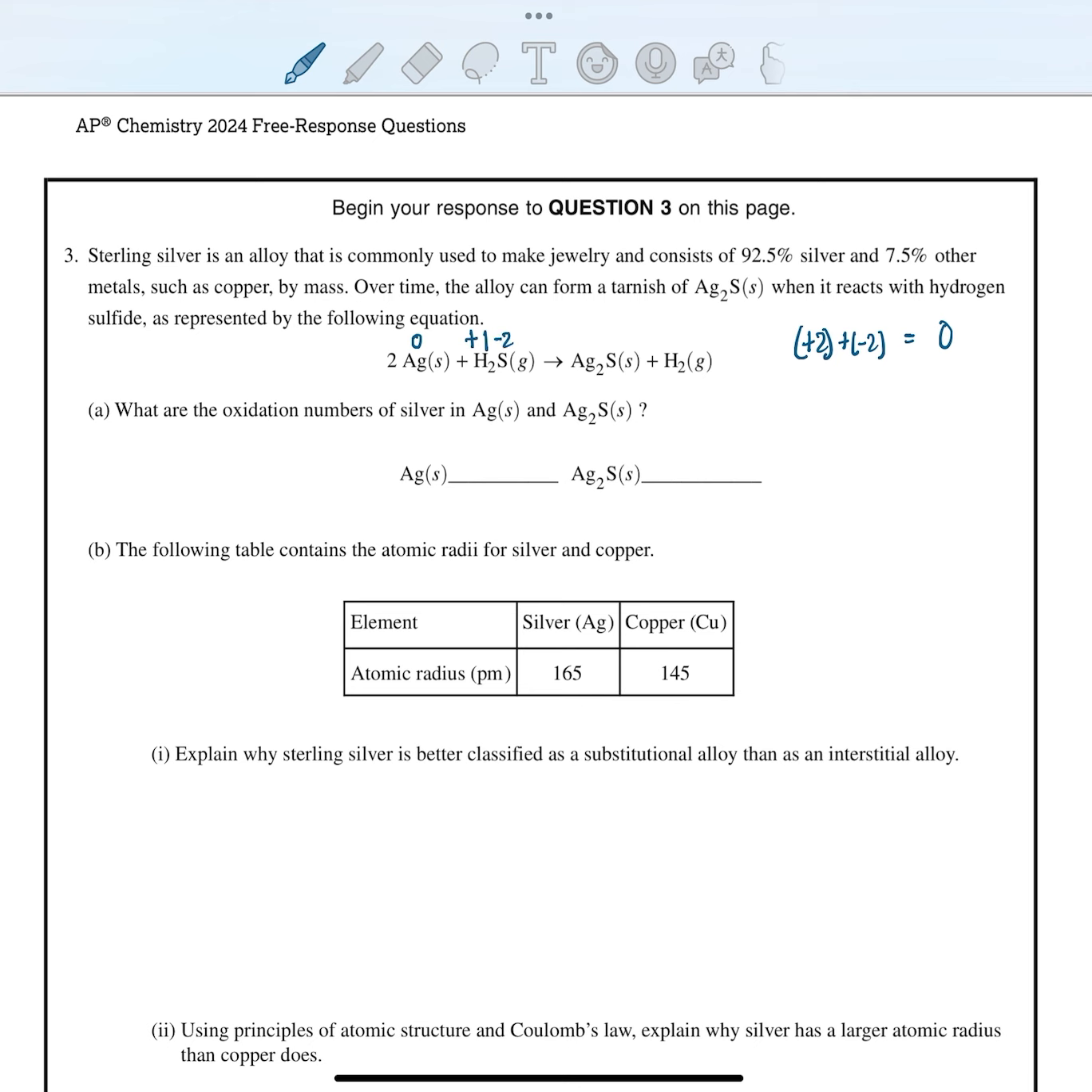Now, going on to the right side, hydrogen, the gas, is an element, so it has an oxidation number of 0. I know it's not asking me to do that one, but I'm going to do all of them because this is a helpful skill. For the silver sulfide, sulfur has an oxidation number of -2, and so the silver needs to add up to 0. So silver here will be +1. It's similar to the H2S one. And so my answers are: silver, the metal, is 0, and silver in silver sulfide is +1.